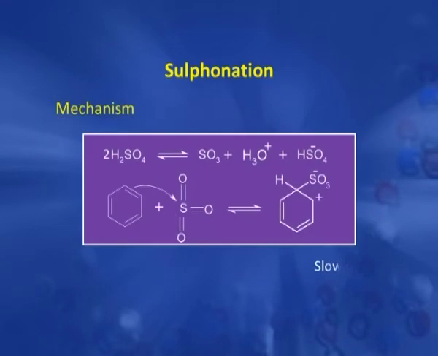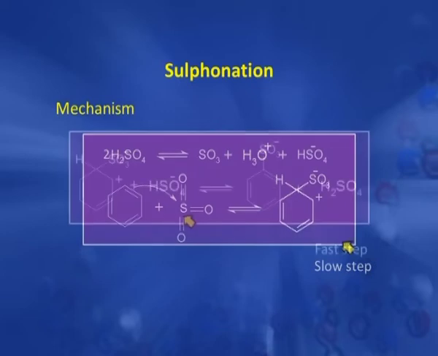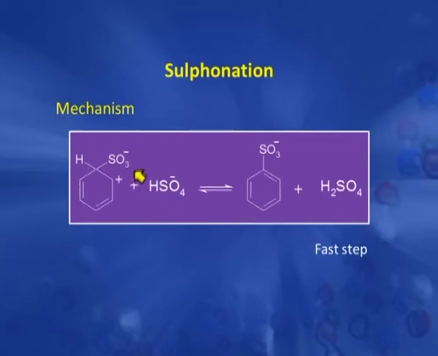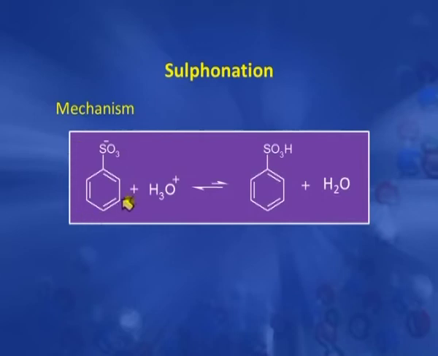Now, you see here sulfur is electron deficient. So, benzene can attack this sulfur and gives the intermediate carbocation, and again this is a slow step. The next step is aromatization, that is removal of H plus with the help of a base, HSO4 minus, and it gives H2SO4 and this benzene sulfonate ion. This benzene sulfonate ion then takes a proton and gives the benzene sulfonic acid.